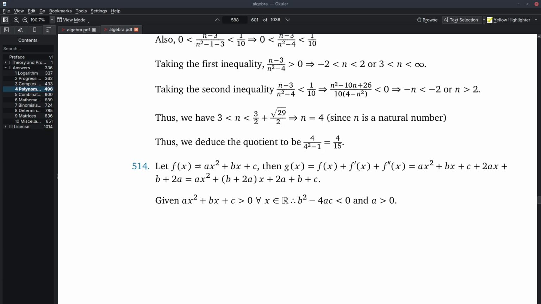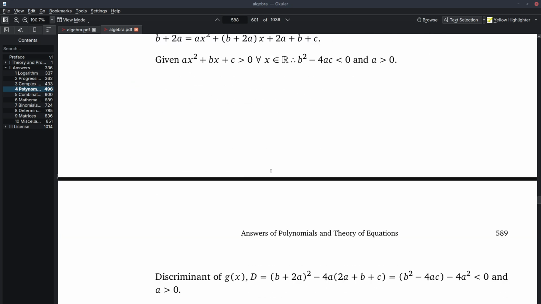So we let f of x equal ax square plus bx plus c because it's a quadratic expression. Then g of x will become ax square plus b plus 2a into x plus 2a plus b plus c. And given that the quadratic expression is greater than 0 for all x in the set of real numbers, that means if it is always positive, both the roots will lie in the complex plane. That implies that b square minus 4ac is less than 0. This also implies that a is greater than 0.